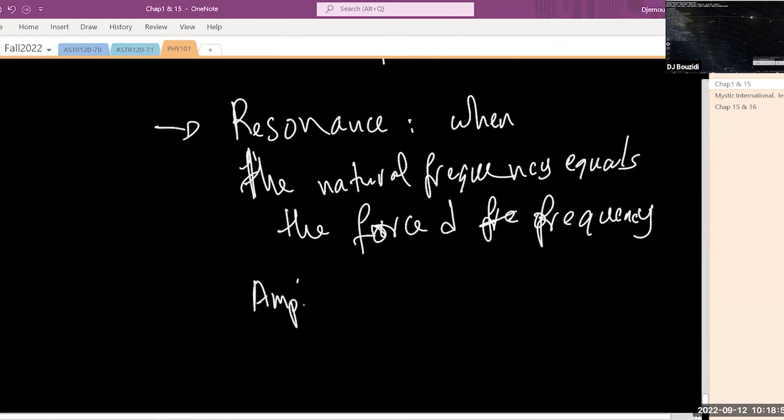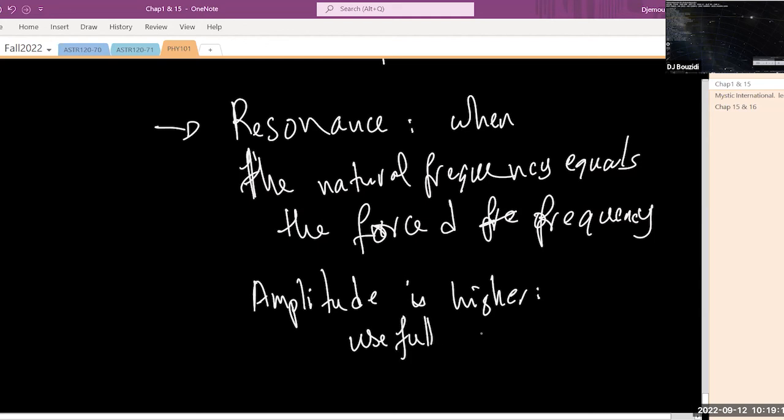Amplitude is higher. That's why it's maybe either useful or harmful, depending on the situation. It could be useful or harmful, okay? Depending on where you want to go with it.